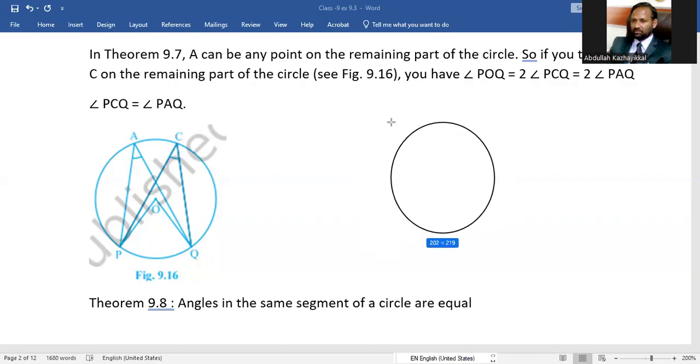Very nice. It is here. Circle. Now, what do you mean?